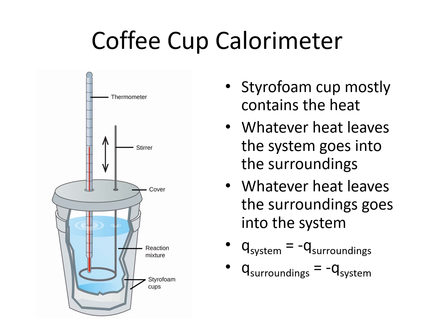We can express this mathematically just by changing the sign on our measurement. The Q of the system equals the negative of the Q of the surroundings. This equation is not saying that the system is always positive and the surroundings is always negative. It's saying that they have opposite signs.